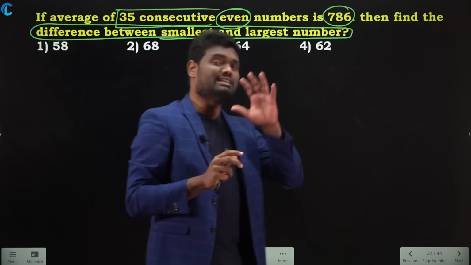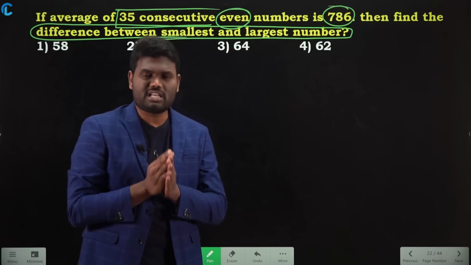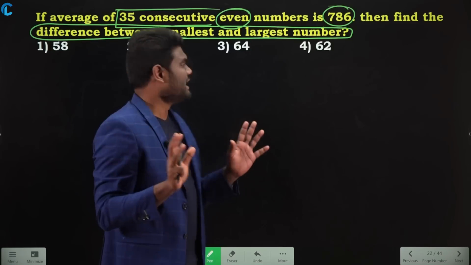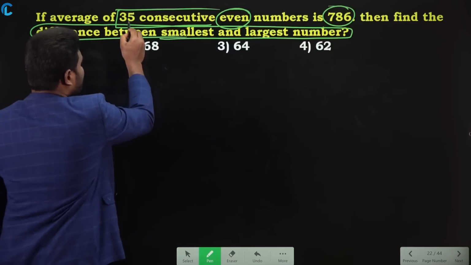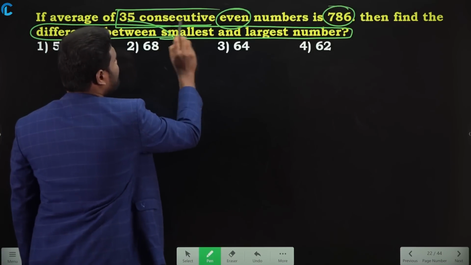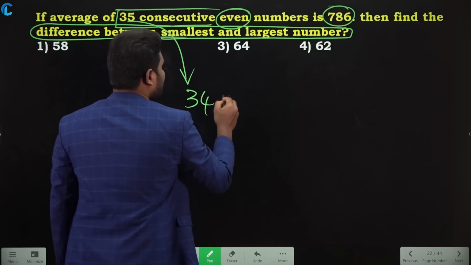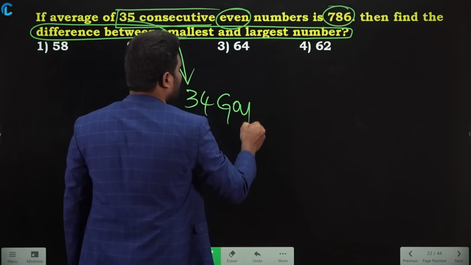The question is not about finding what is highest and what is smallest. It is just about the difference between the highest number and the smallest number. That's it, that's the difference you need to find. Look here, for 35 consecutive even numbers, the gaps will be 34 gaps.